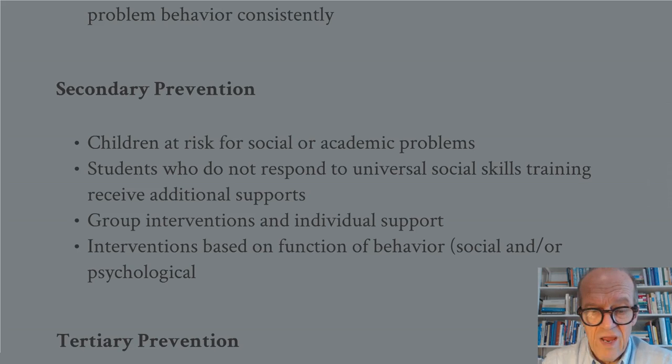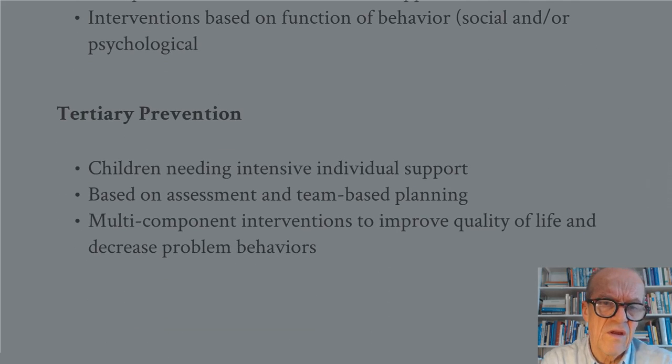Okay, and then the third level is a further specification of individual students' needs. So there is really tailored support for individual students, of course based on assessment and on team-based planning. And this support is multi-component. So there are various issues addressed simultaneously, not only the student's academic work, but perhaps also the social environment of the student, the social skills of the student, perhaps the parent-child relationships, etc. And they're all focused on improving quality of life and decreasing problem behavior.